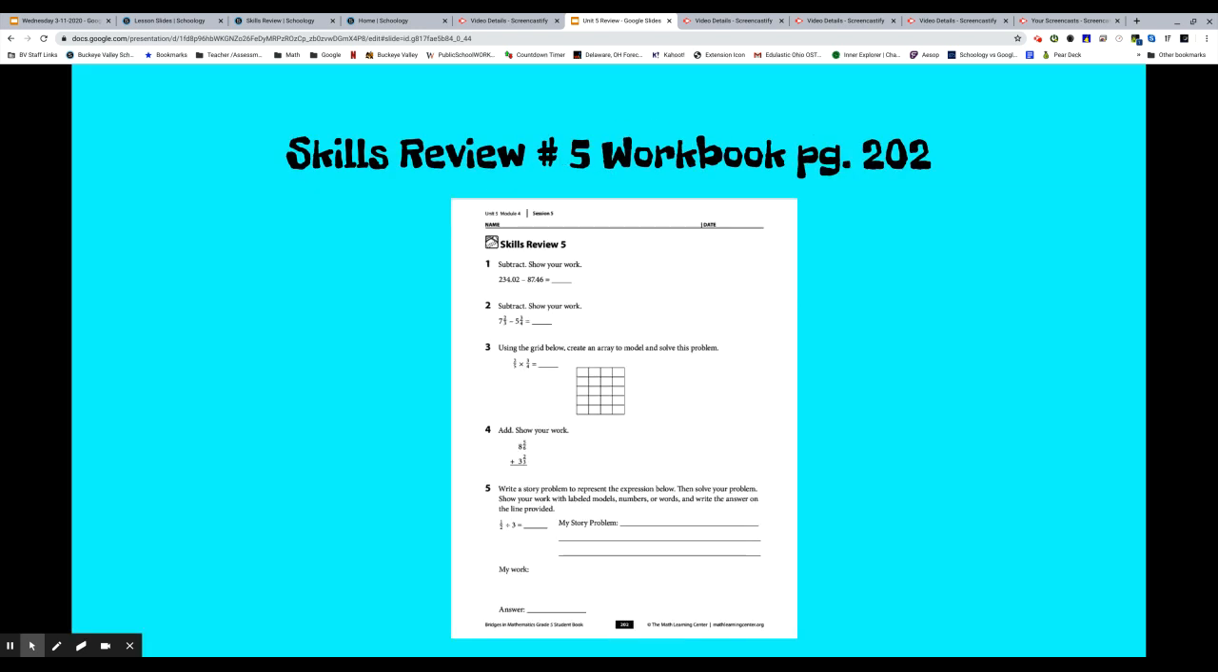And then skills review number 5. I believe this is the last one for number 1. I'm not doing an example. I just want to remind you that you need to do something special when you're adding or subtracting decimals. Number 2, subtracting mixed numbers.